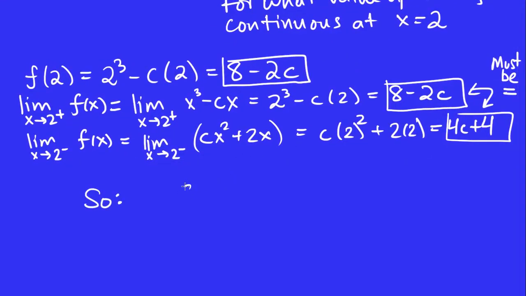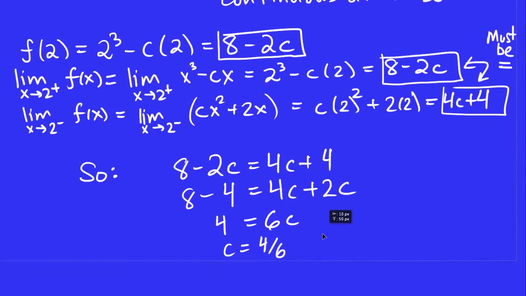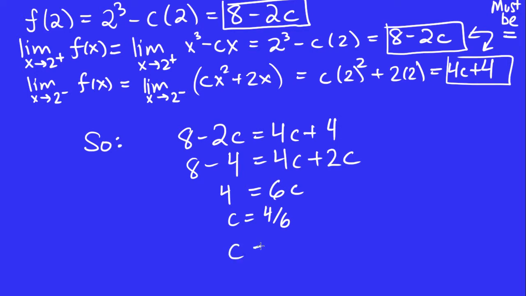So for those to be equal, we need 8 minus 2c to be the same as 4c plus 4. Why don't I bring the minus 2c to the right-hand side, and I'll bring the 4 to this. So 8 minus 4 equals 4c plus 2c. So 4 is equal to 6c. So c is 4 over 6. And if I simplify that, I get 2 over 3. All right, so the value of c being 2 over 3, that's going to make those two graphs meet up nicely.